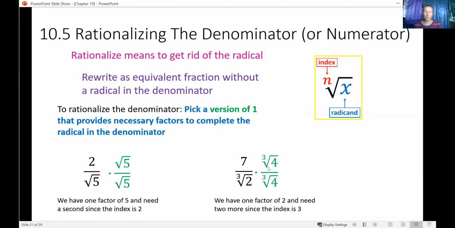This second example where we have 7 over the cube root of 2, we have a cube root of 2. And since we have a cube root, we need 3 factors of the cube root of 2. We only have 1 of them. So we need 2 more factors of 2. And 2 times 2 is 4. So we're going to multiply this guy by the cube root of 4 over the cube root of 4. We just have a single factor of 2, so we need 2 more factors of 2 to get 3 factors of 2 so we can evaluate that cube root.